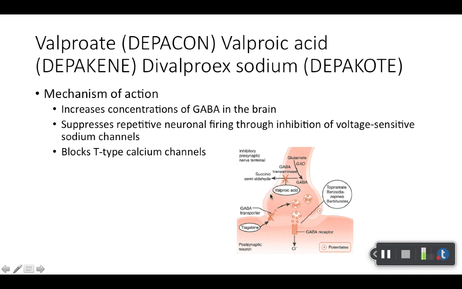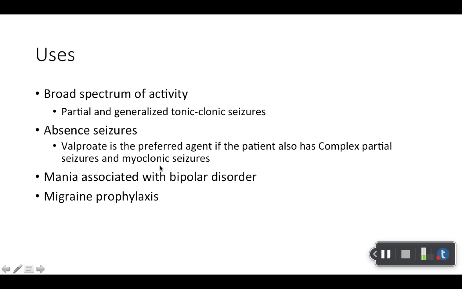All right, mechanism of action. Again, this involves GABA here. You'll see it right here, valproic acid. But basically, the increased concentrations of GABA will then help suppress the firing of the neurons. So notice there's kind of a theme there. This also blocks the T-type calcium channels. So a couple of things there with mechanism of action.